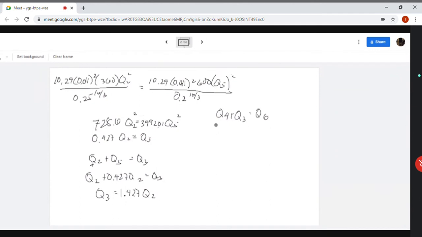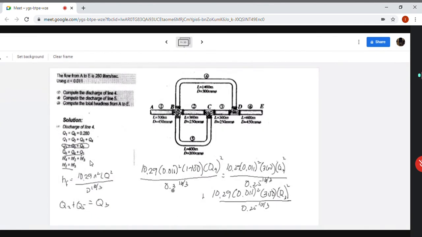So Q4 plus Q3 is equal to Q6. Remove Q3, in terms of Q2. So we will substitute, and then simplify.